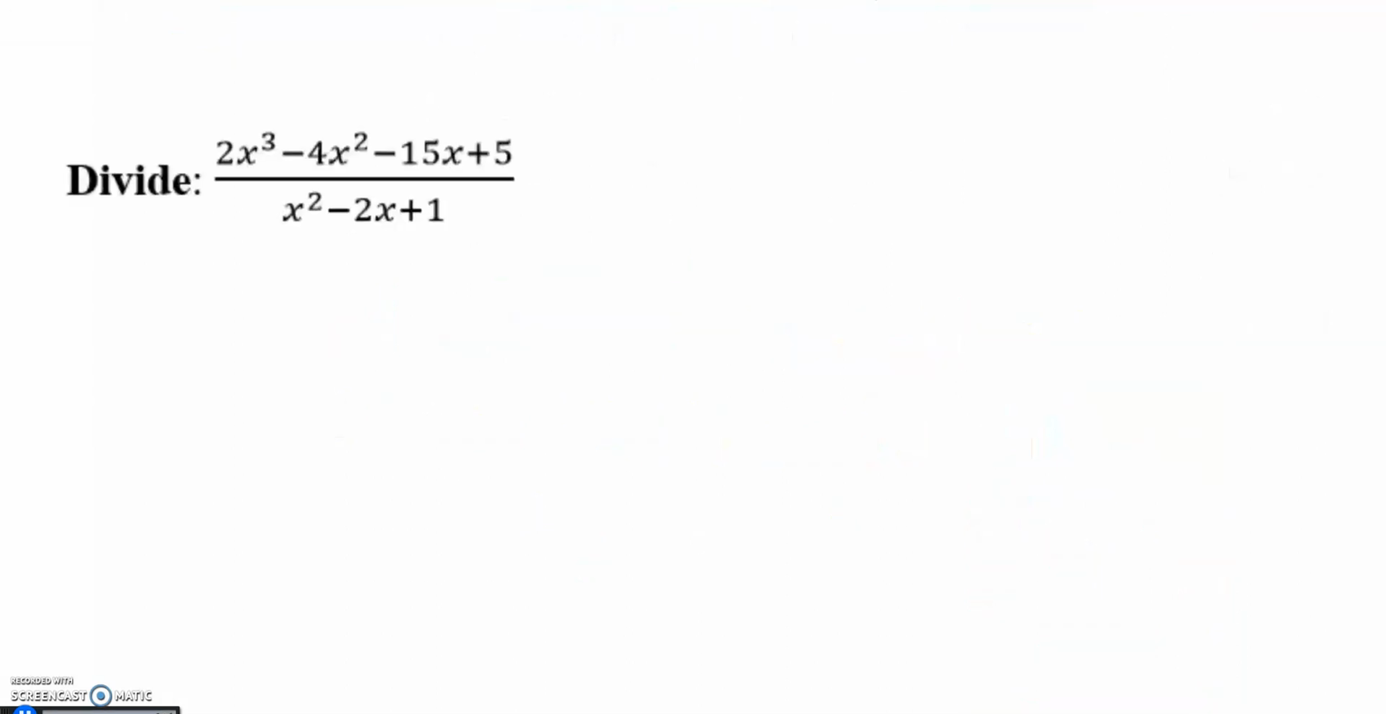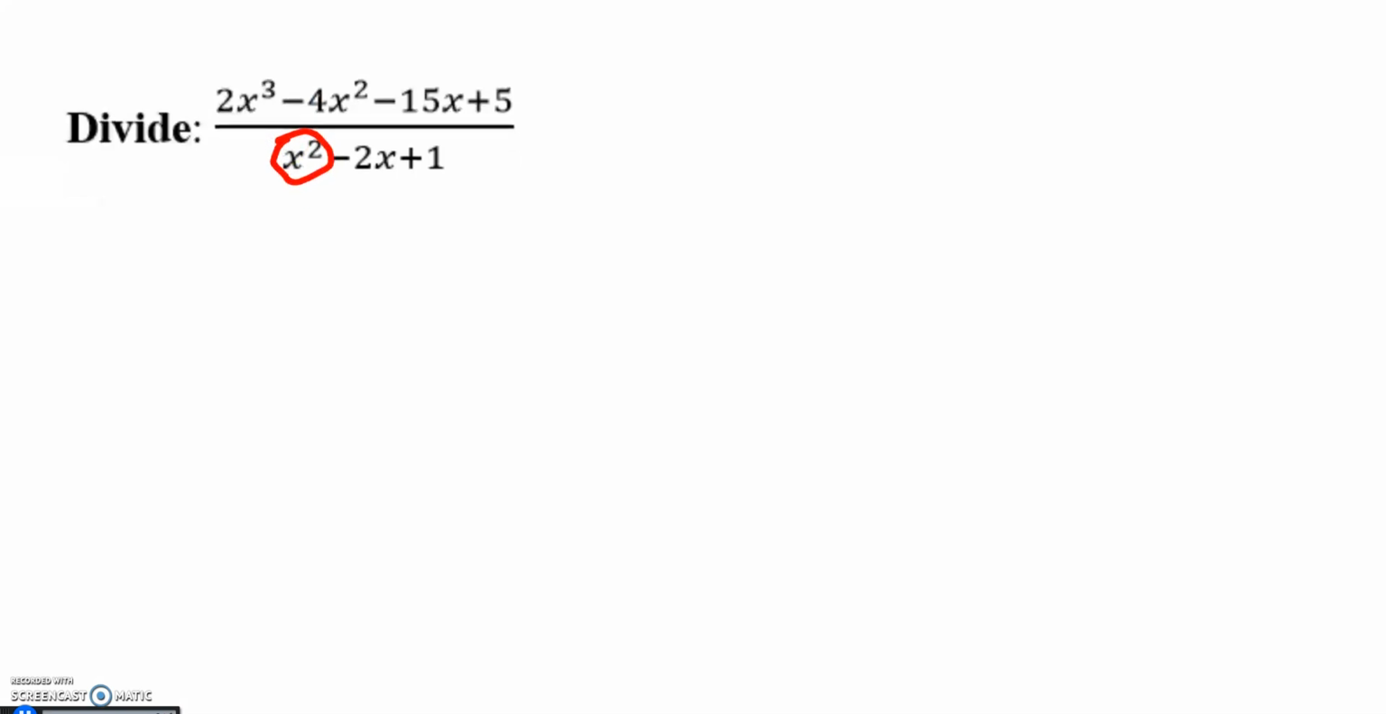Next example, divide the numerator by the denominator. This time, because the denominator is x squared, I cannot use synthetic division. I have to use long division. So I'm going to set it up for some long division here.